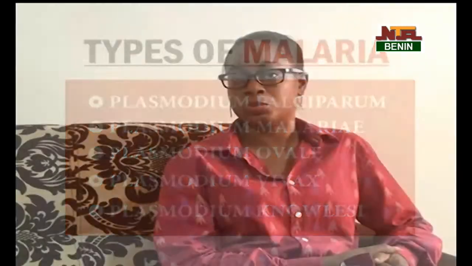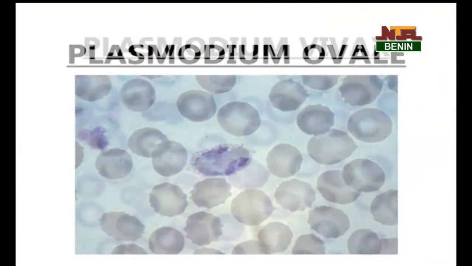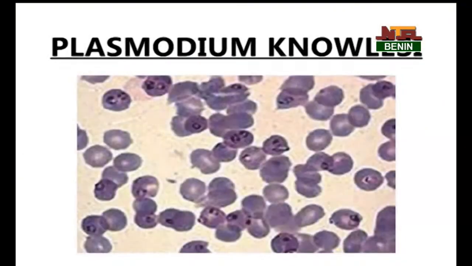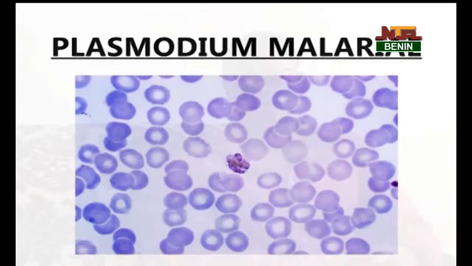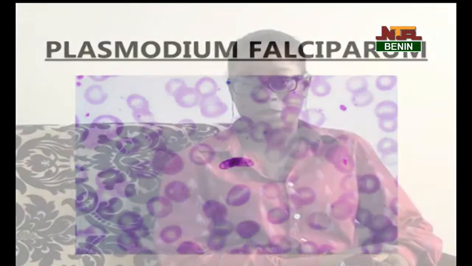We have Plasmodium falciparum, which is the commonest species we have in Nigeria. We have Plasmodium ovale, Plasmodium vivax, Plasmodium knowlesi, and Plasmodium malariae. And the most virulent, the most deadly of them all, is the Plasmodium falciparum, which is the commonest type that we have in Nigeria.